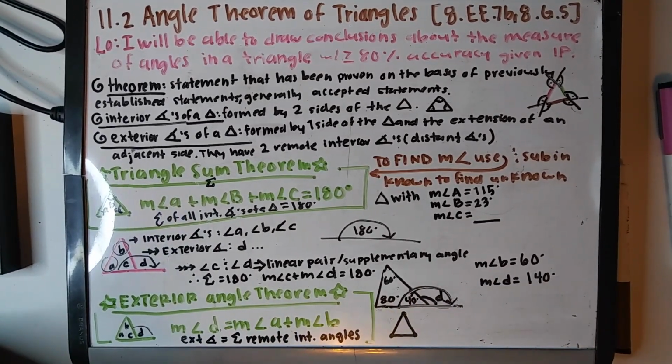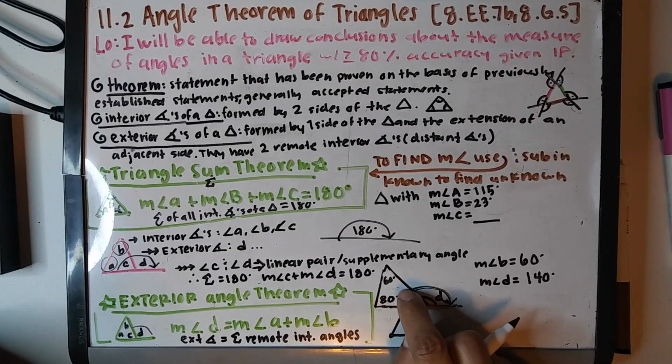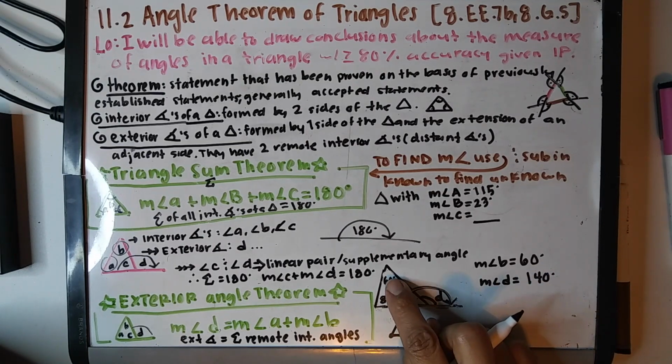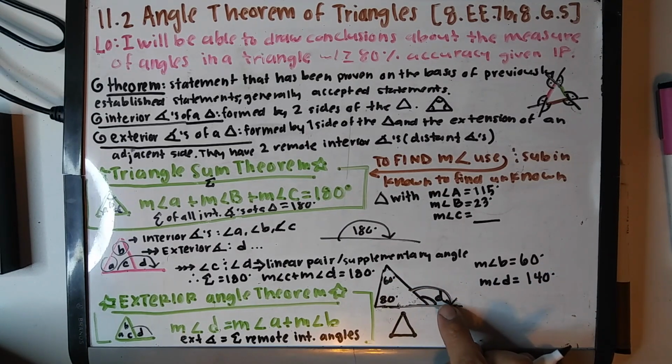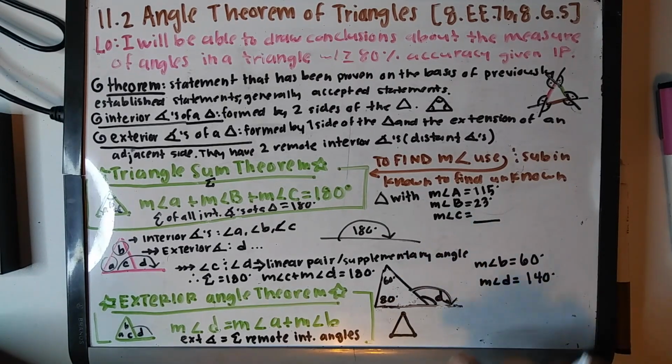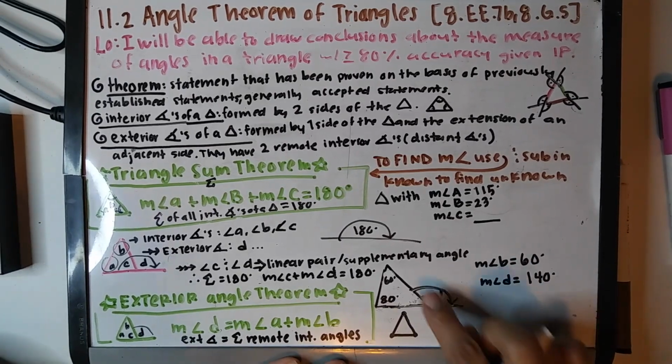But imagine that this is not given to you, okay? So imagine that only the remote angles are given to you. 80 and 60, so remember, measurement of angle D, the exterior angle, is going to be the addition of the two remote interior angles. So 80 plus 60 is 140, and that's how I get that. And the reason why is this.